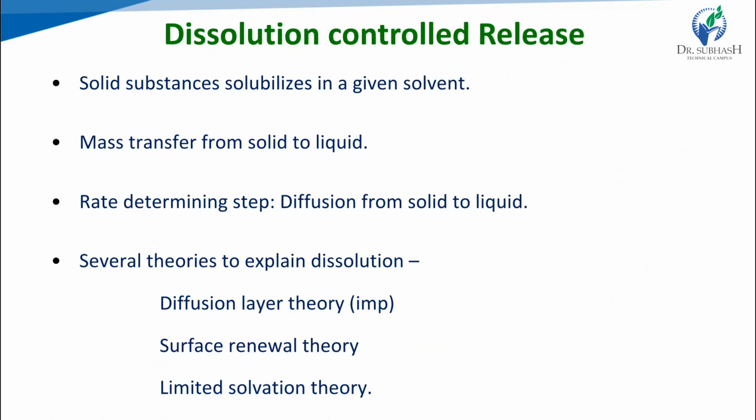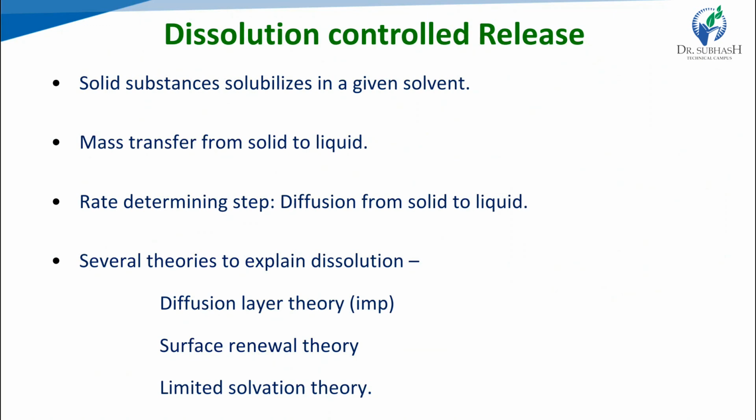The first one is dissolution controlled release. A solid substance that is solubilized in a given solvent, that process is called dissolution. Or solid material that dissolves into the given medium or solvent. Otherwise you can call it mass transfer from solid to liquid, which is the dissolution process. The rate determining step is the diffusion from solid to liquid.